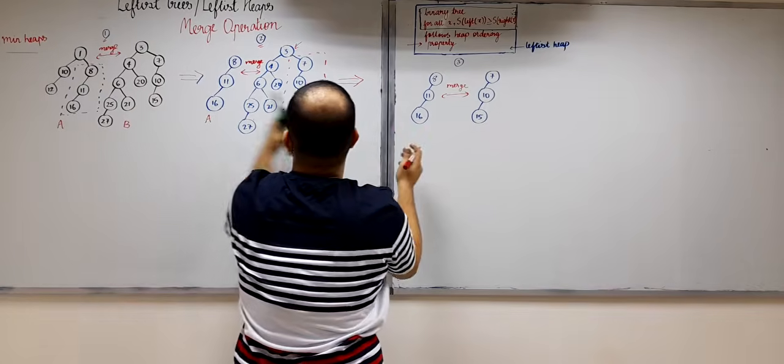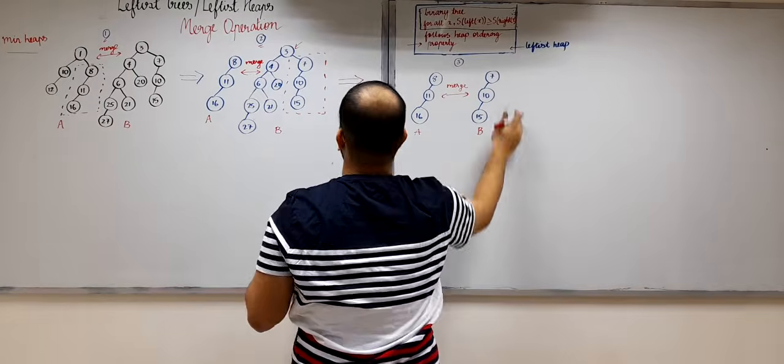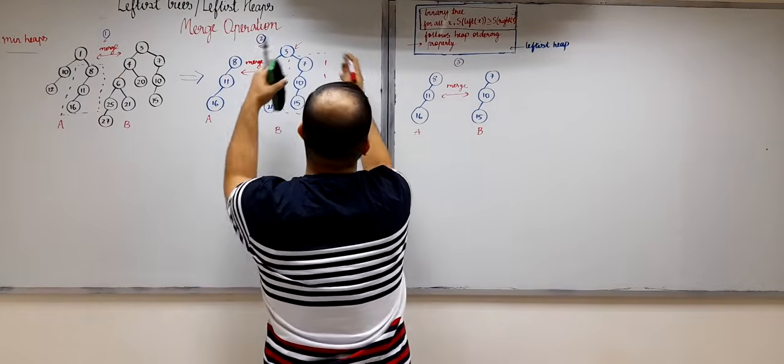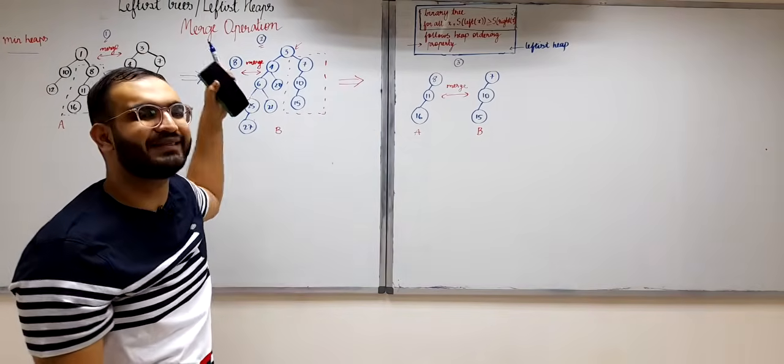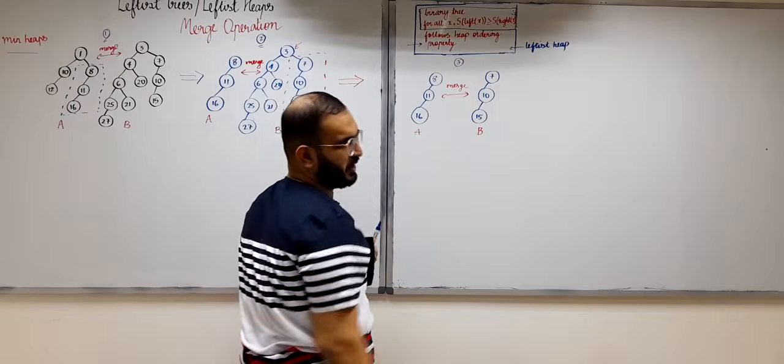So 8, 11, 16 we have taken as it is, right? This becomes our A and this becomes our B. But this B is actually the right subtree of the leftist heap that had the smaller root. So here we will apply the third merge operation.